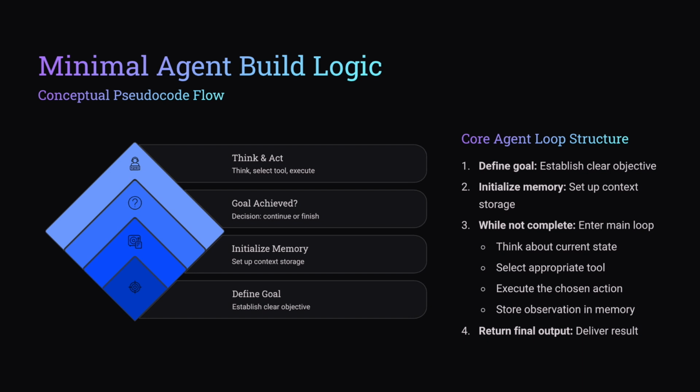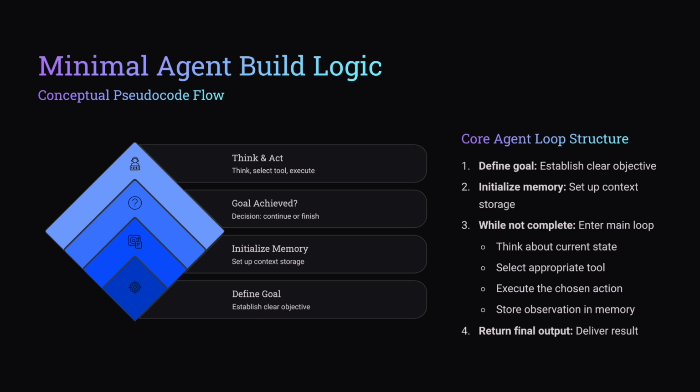Pause for a second. If you understand this, you understand how to build an AI agent. Everything else is architecture around this loop. Let's break it down carefully. An agent is not magic. It is a controlled loop with memory. Here is the minimal logic.